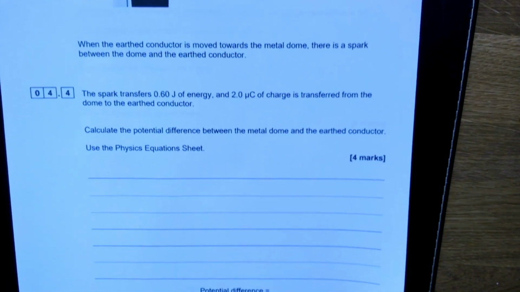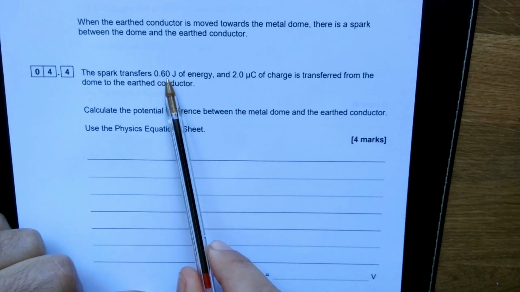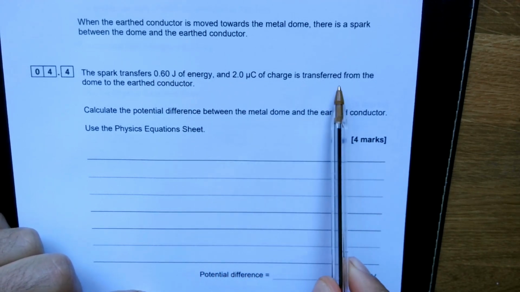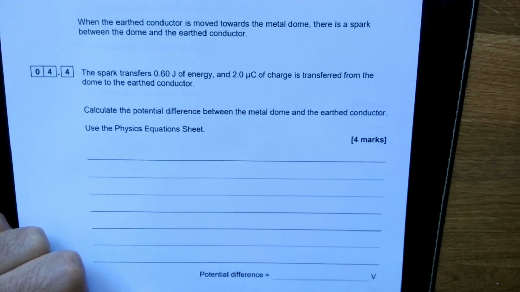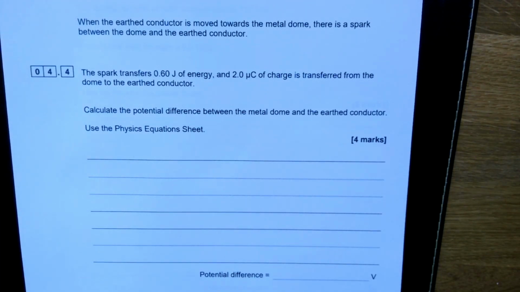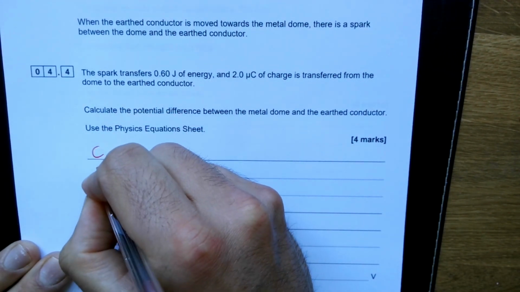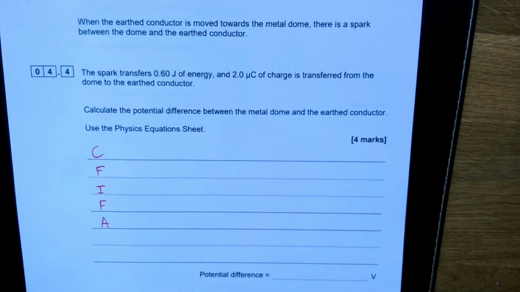Right, so here it says, when the earthed conductor moves towards the metal dome, there is a spark between the dome and the earthed conductor. The spark transfers 0.6 joules of energy and 2 microcoulombs of charge is transferred from the dome to the earthed conductor. Calculate the potential difference between the metal dome and the earthed conductor. Use the physics equation sheet. So we have to use the physics equation sheet, and we have to use C-FIFA with every single one of our calculations. Now remember, this is worth 4 marks, so it's almost certainly only going to require 1 equation.